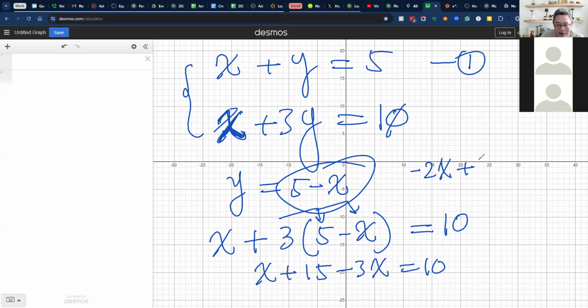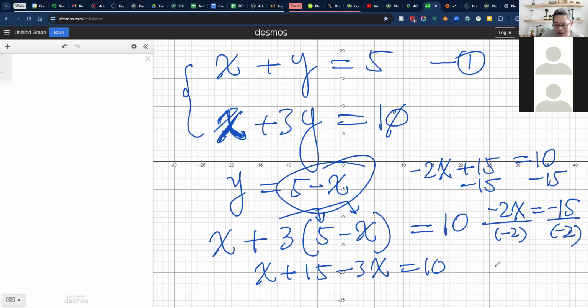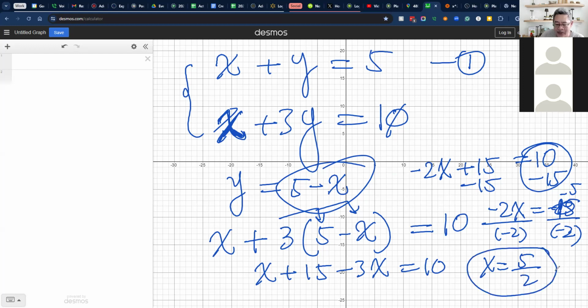Then we got minus 2x plus 15 equals 10. Then we minus 15. We got minus 2x equals negative 5. Oh, sorry, 10 minus 15 is negative 5. Then divide by negative 2 on both sides. Then we got x will be 5 over 2. So that's what we got.